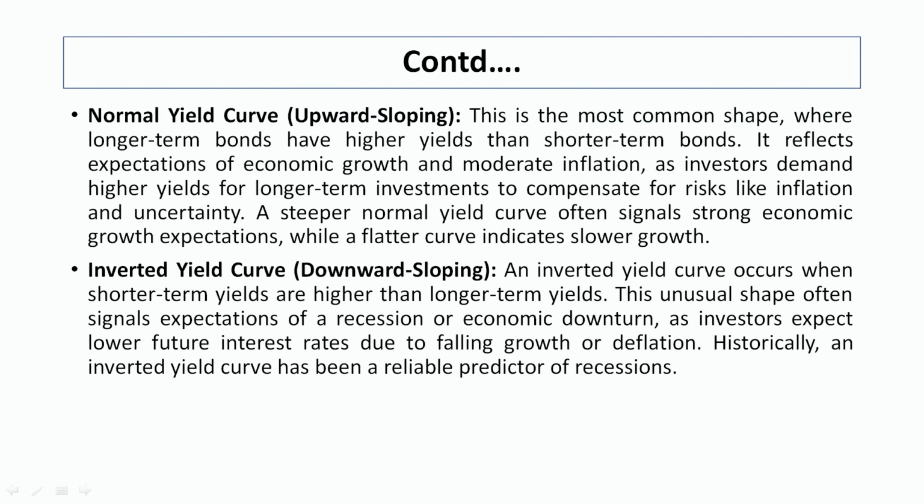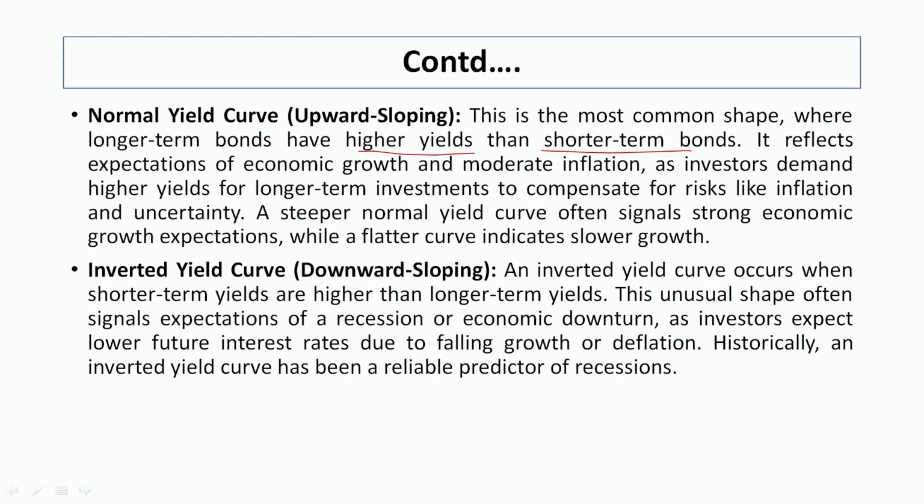So, what is the upward sloping curve? Upward sloping curve is a normal curve. In the previous example we have seen that the yield to maturity is increasing. We can say it is a normal yield curve because every investor expects that the yield to maturity increases for a particular period of time. It is the most common shape where longer term bonds have higher yields than shorter term bonds. If the bond is long term, in that case the yield to maturity increases, or we can see the yield curve is increasing or upward sloping.